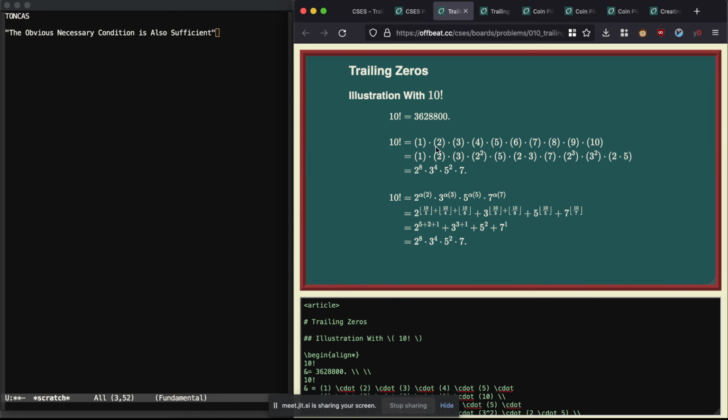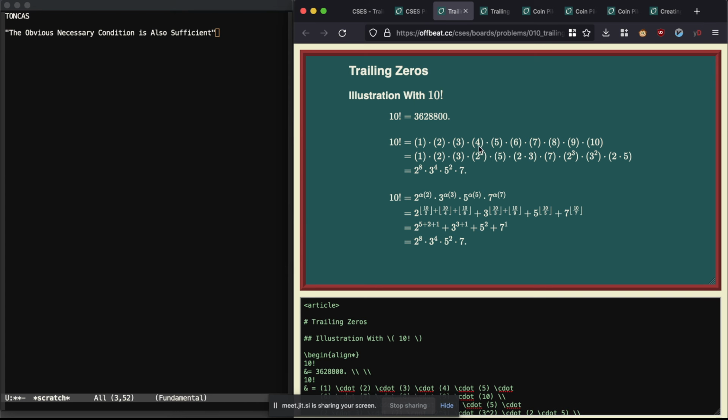Each one of these numbers, even numbers, 2, 4, 6, 8, 10, will contribute a factor of 2 each. So we are getting 5 twos from that. So 2 to the power 5 is a factor that we're getting from 2, 4, 6, 8, and 10.